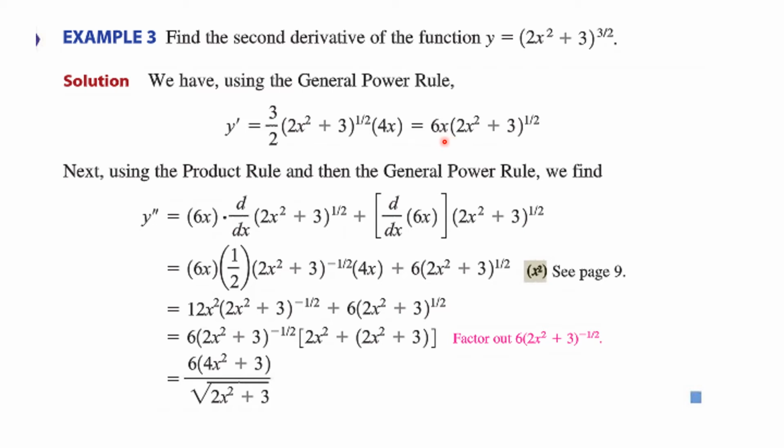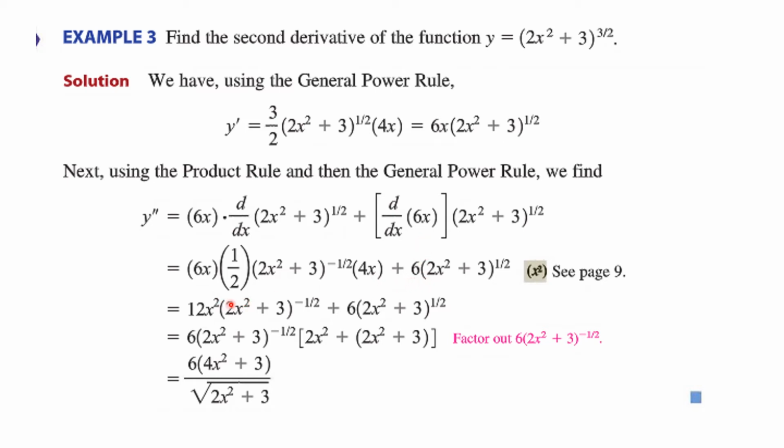When we take the derivative of this yet again, it is going to be the product rule because you have one function times another. The first function is going to be simple, but the second one involves the chain rule itself. So we take the first function times the derivative of the second, plus the derivative of the first function times the second. When I take the derivative of this, it's going to be 1/2 of this business, now subtract 1 to the minus 1/2, times the derivative of what's inside, which is 4x. Here the derivative of 6x is just 6.